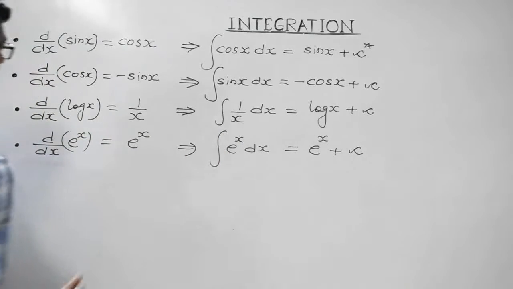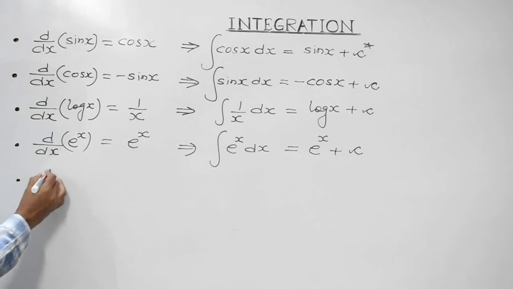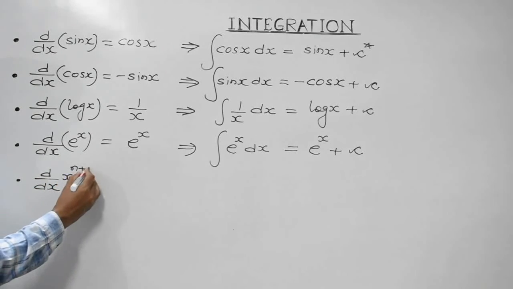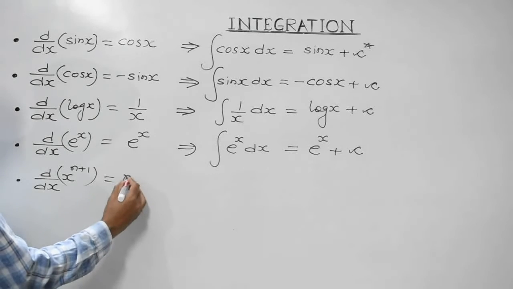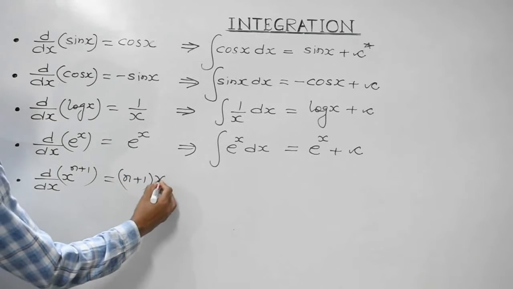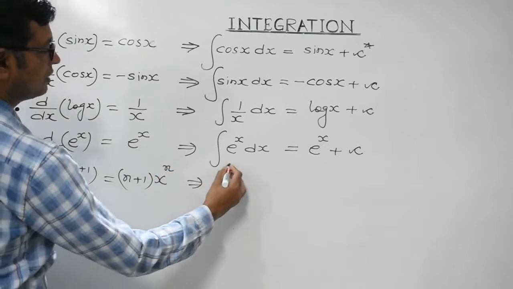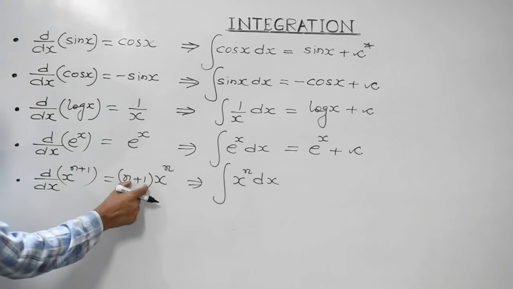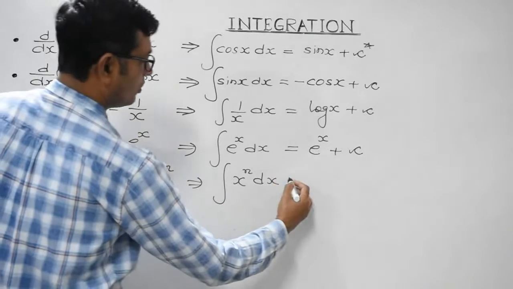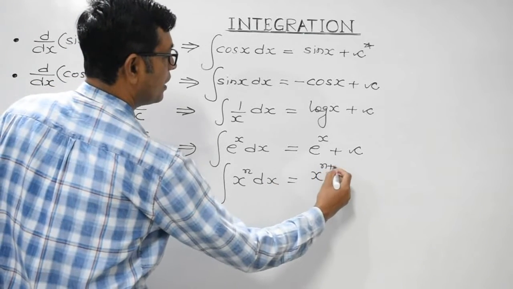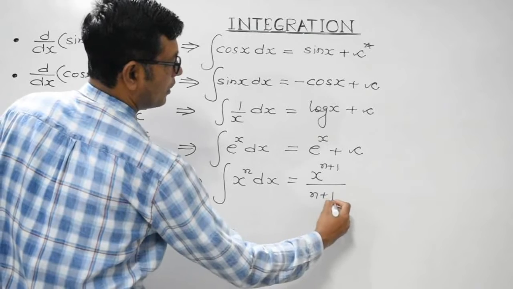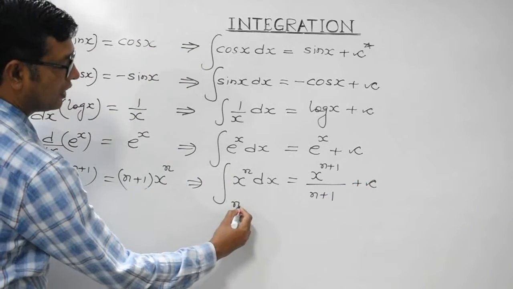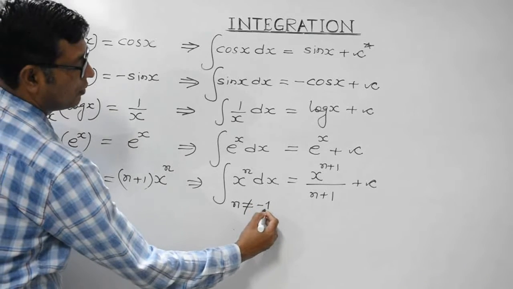And I'll write that basic formula as well. Differentiation of x to the power n plus 1 is equal to n plus 1 times x to the power n, which implies that integration of x^n with respect to x, this term will go to the other side of the equation, so we'll be left with x to the power n plus 1 divided by n plus 1 plus constant of integration, for any value of n except when n is equal to minus 1.